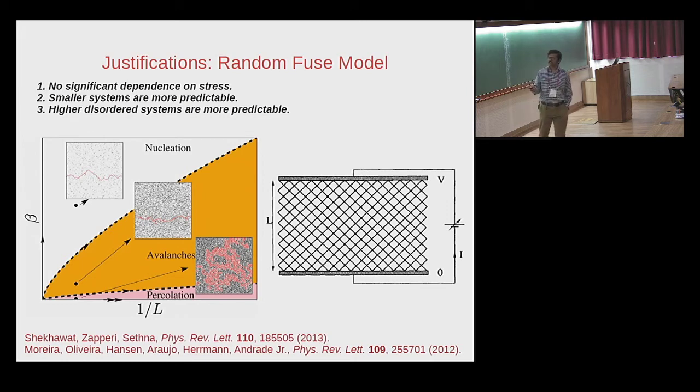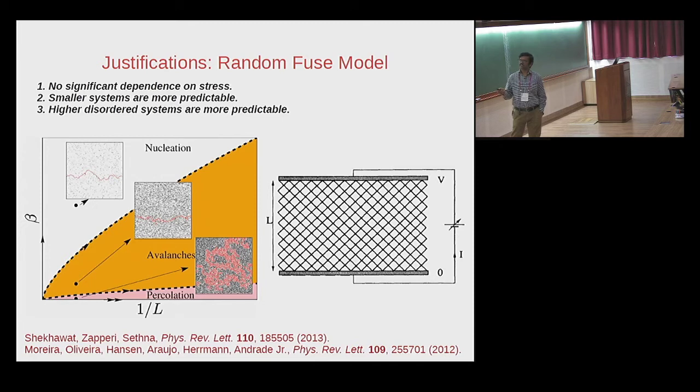There is an unfortunate notation. So beta is the disorder strength, and the disorder increases downwards, and this is 1 over L, so the system size increases this way. And then there are several modes of failure. One is nucleation. Basically there are some random failures, but eventually just one surface that breaks.